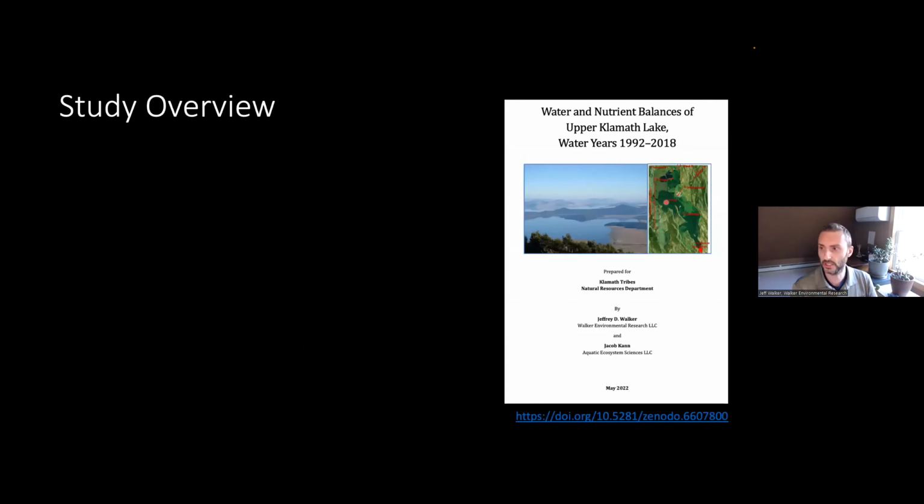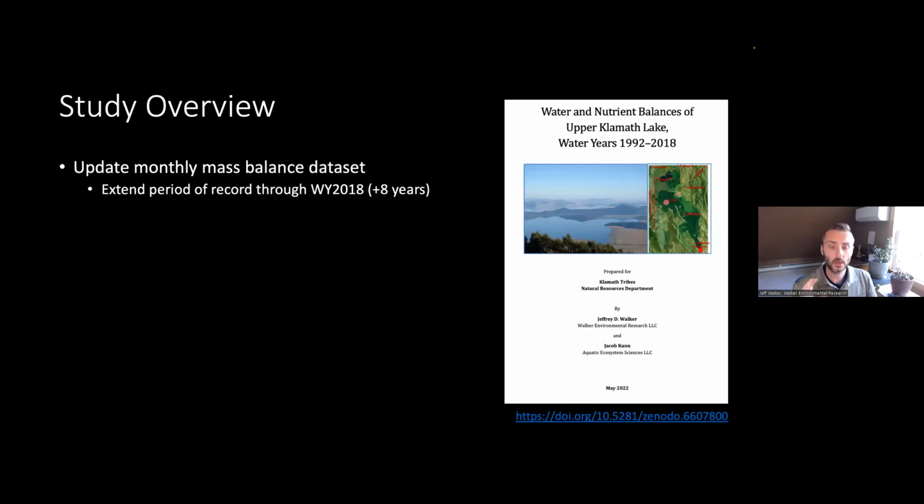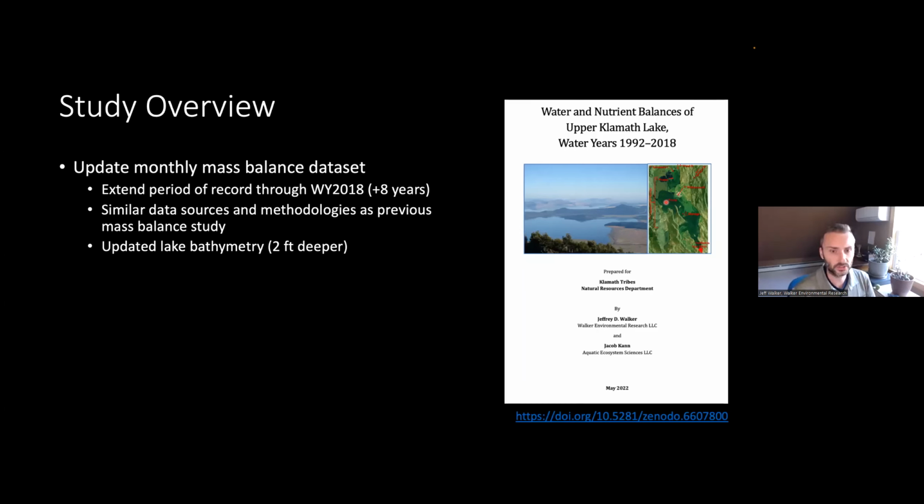So today I'm really going to focus on this new study. So again, the goal was to update our monthly mass balance data set. We extended the period of record through 2018, so 8 additional years. For the most part, we used pretty similar data sources and methodologies as our previous studies, so it's fairly consistent. One major change was we used the new lake bathymetry data set, which puts the lake at about 2 feet deeper than it used to be. And although that can have some implications for water quality, in terms of the mass balance, it didn't really make a big difference because we're mostly looking at the fluxes into and out of the lake. So changing the bathymetry didn't change that too much.